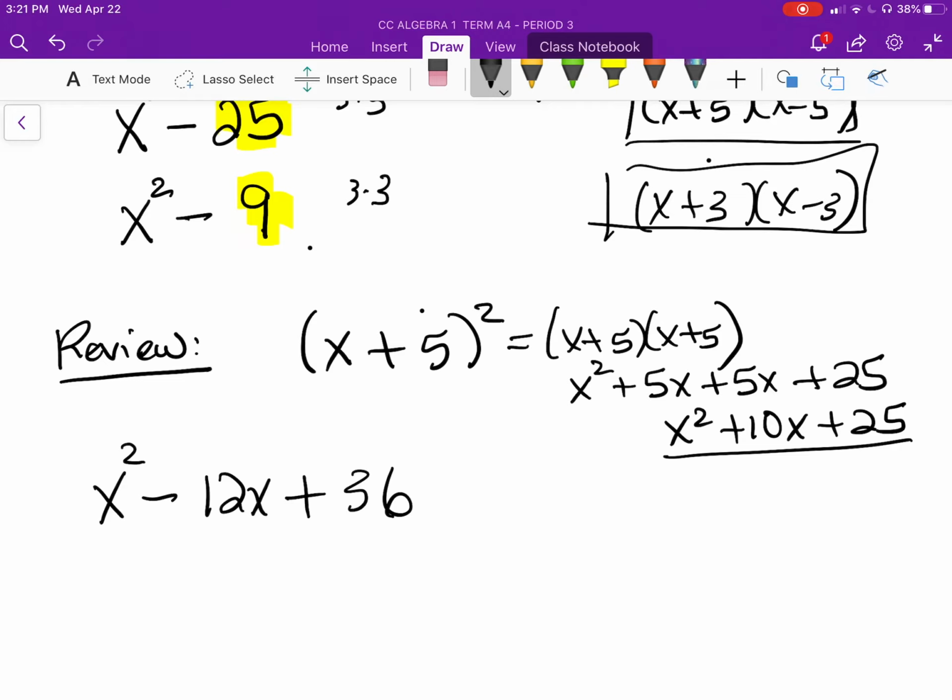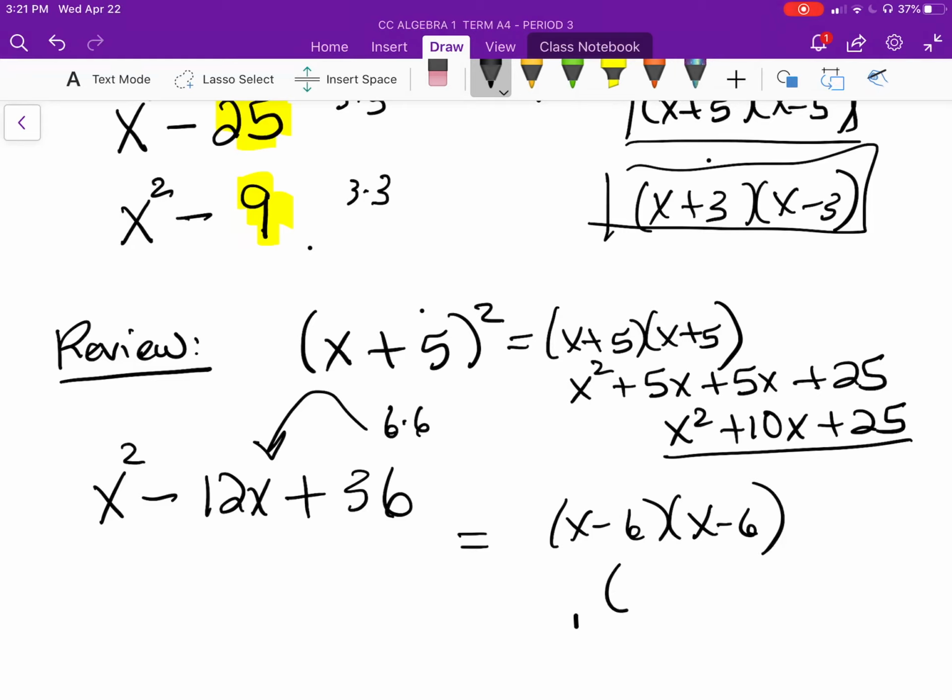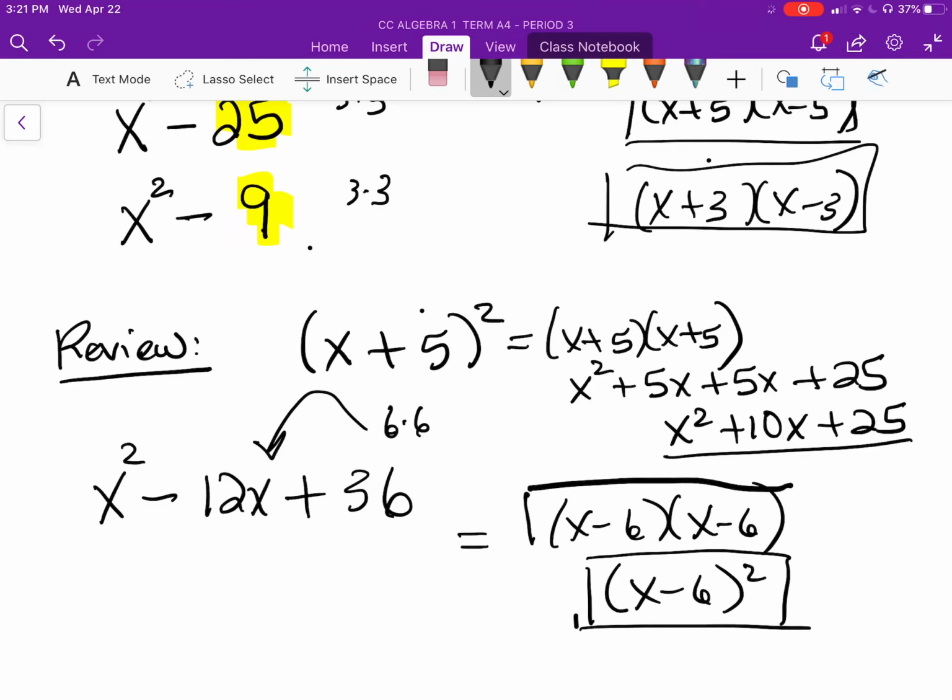So if we know that's the rule, we can look at this here and we can say, well, 36 is 6 times 6. And we know those two 6s add up to 12. So we could just say that has to be x minus 6, x minus 6, which is going to be x minus 6 squared. Now it's okay to leave it this way too.